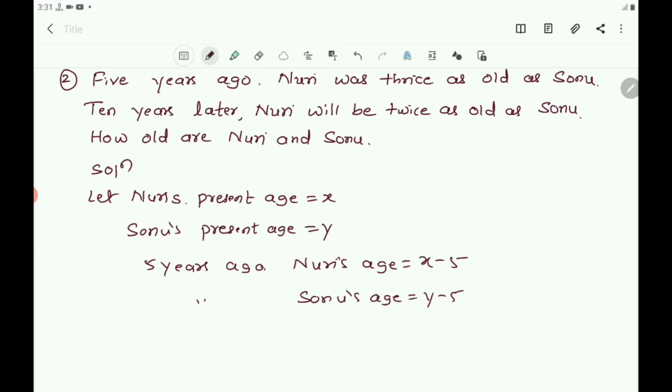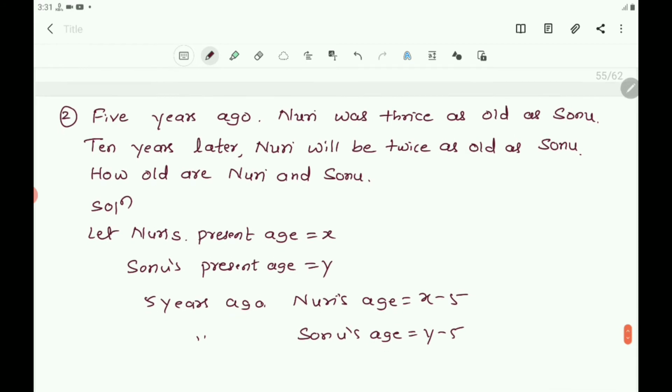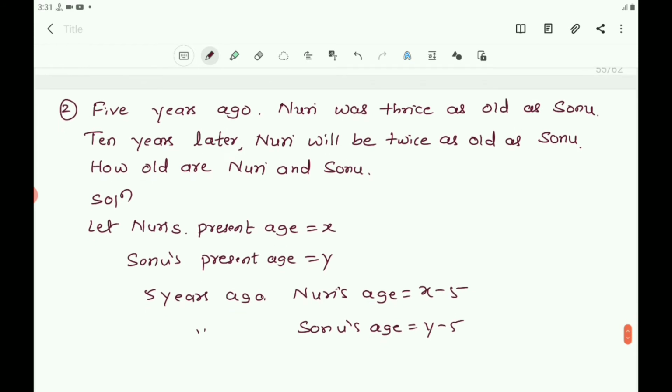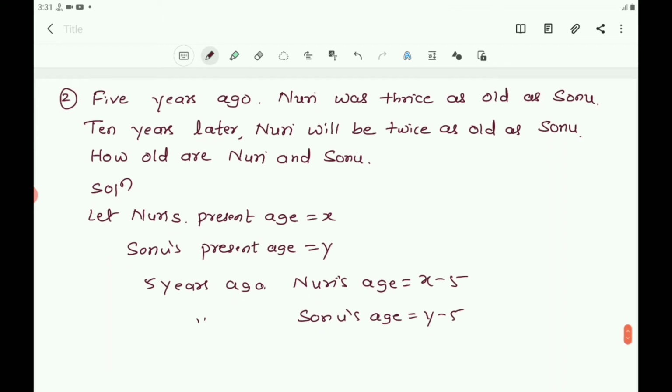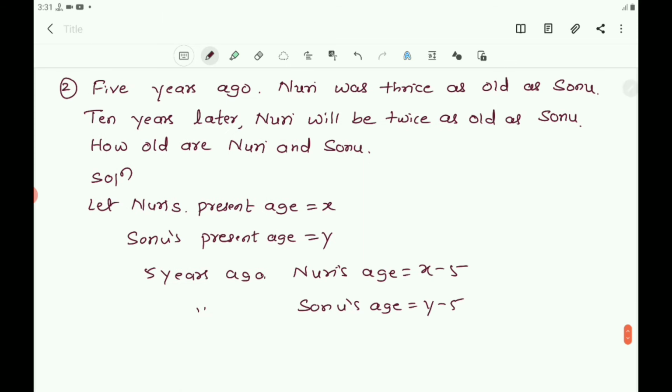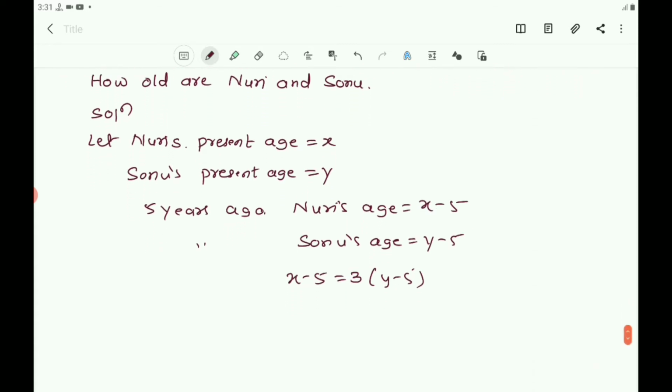The relation between their ages 5 years ago is given, that is Nuri's age was thrice the age of Sonu. 5 years ago, Nuri was thrice as old as Sonu. That is, here x minus 5 is equal to 3 into y minus 5. 5 years ago, Nuri's age is equal to 3 times Sonu's age. So now you get one relation here, that becomes x minus 5 is equal to 3y minus 15.